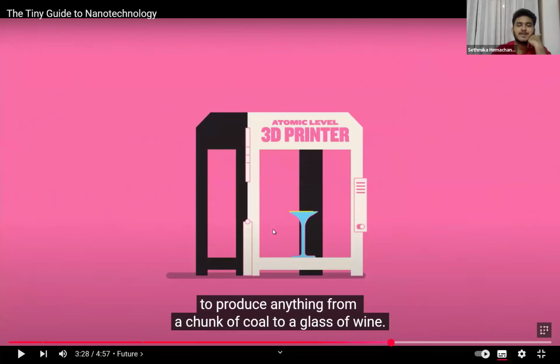So a 3D printer like that is basically something which is not developed yet. A 3D printer can basically use these nanoparticles. They are at the molecular level. You can just print items. That's what a 3D printer is, but using nanoparticles, you can start from the molecular level and build these 3D items. A chunk of coal to a glass of wine.